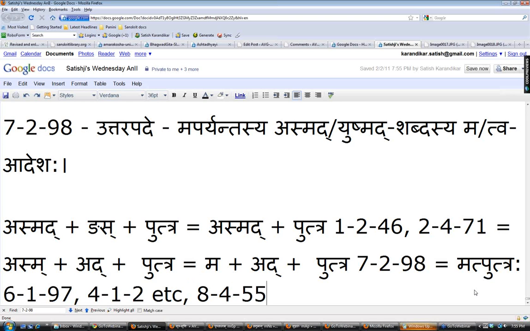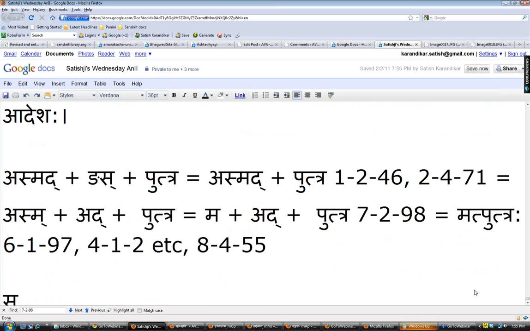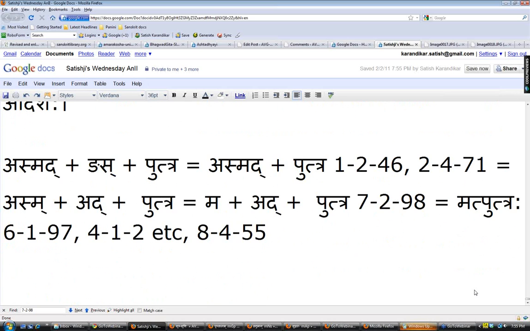The problem is that now, because asmad has become mat, similarly tatputra, and yushmat putraha, tatputraha, your son, similarly. Now, before we go ahead, similarly tatputraha, what happens is yushmat becomes tva, when it is ekavachane. So we talk about ekavachanam. So tatputraha, your son, means singly yours only, not anybody else's.